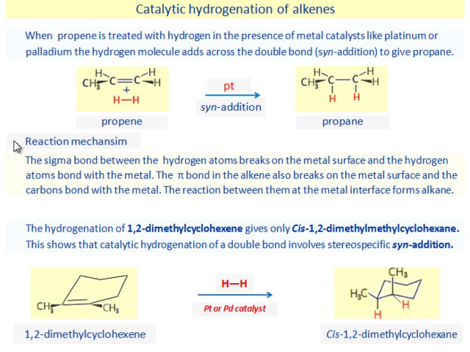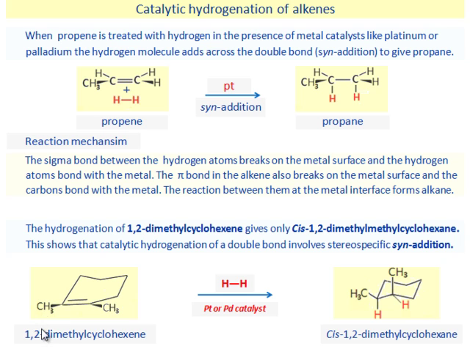Reaction mechanism. The sigma bond between the hydrogen atoms breaks on the metal surface and the hydrogen atoms bond with the metal. The pi bond in the alkene also breaks on the metal surface and the carbons bond with the metal. The reaction between them at the metal interface forms the alkane.